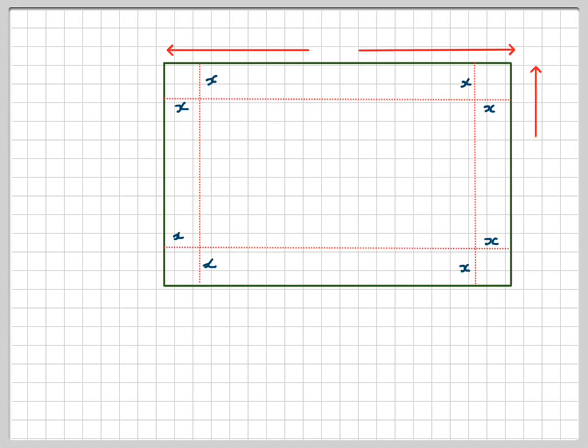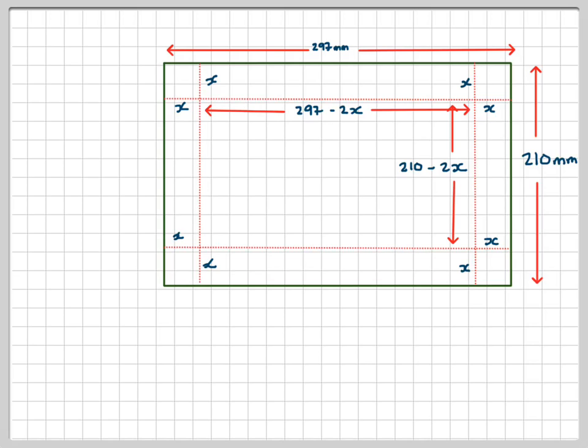So if we make each of these lengths be x, the length here is 297, the length here is 210, then the length from here to here is going to be 297, take away this x, take away this x. So it's going to be 297 minus 2x. And similarly, this one's going to be 210 minus 2x.